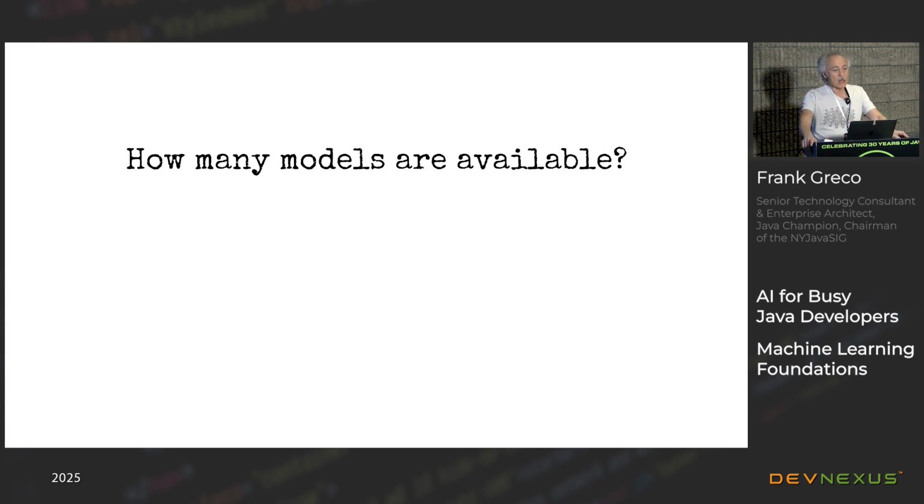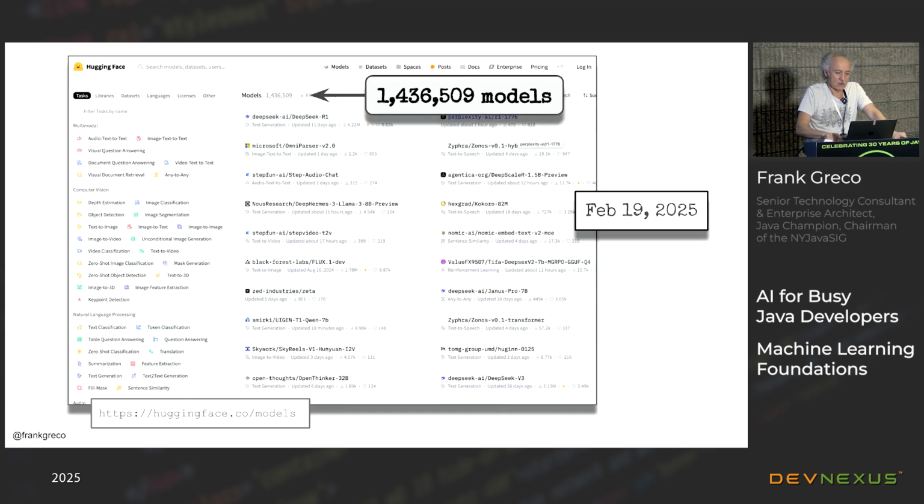And then you generate a model. So how many models do you think are out there? Anybody? You're cheating. So someone who's not a cheater. 20? 100? So there's 1.4 million.